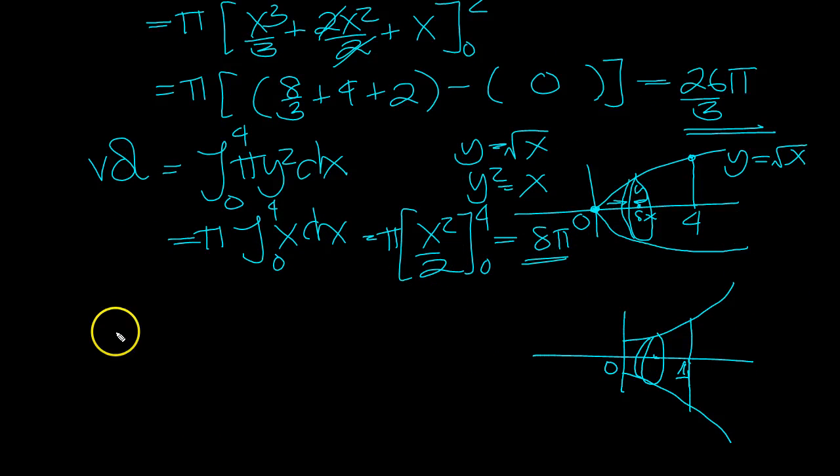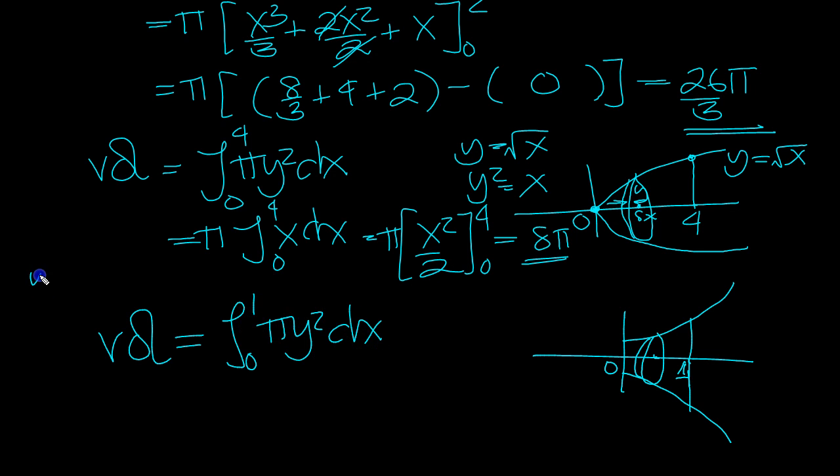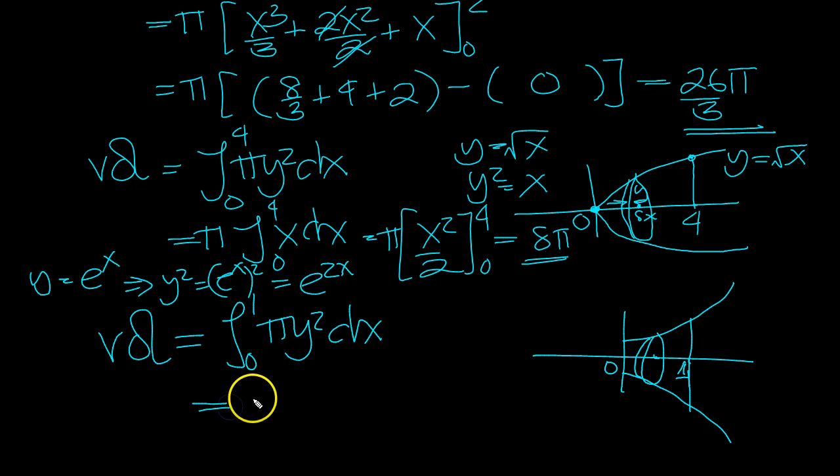Good. So the volume is the integral between 0 and 1 of pi y squared dx. Now remember, y is equal to e to the x. So y squared is equal to e to the x, all squared. Power rule, so that's e to the 2x. So it's pi times the integral from 0 to 1 of e to the 2x dx.